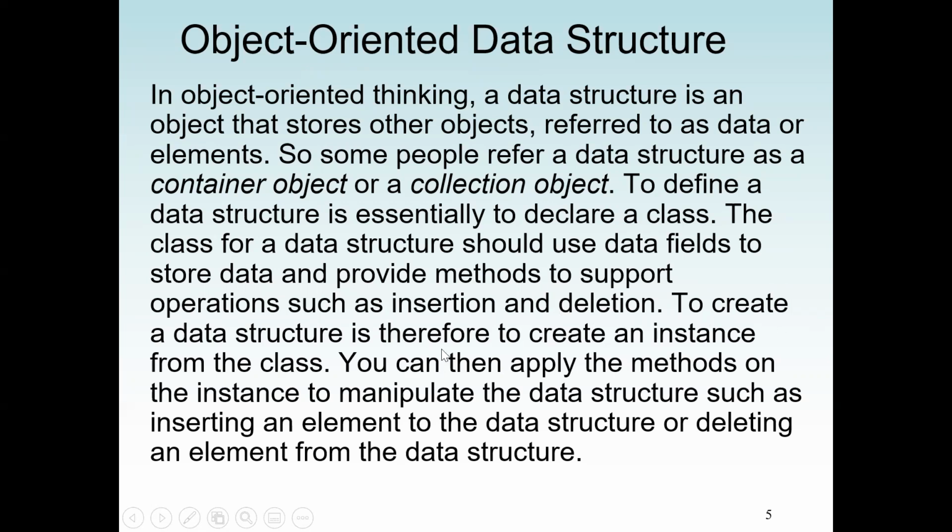Now, to create a data structure is therefore to create an instance from the class, which will be the object. In object-oriented programming, when we have a class, creating an object of that class is called instantiation. You can then apply the methods on the instance to manipulate the data structure, such as inserting an element into the data structure or deleting an element from the data structure.